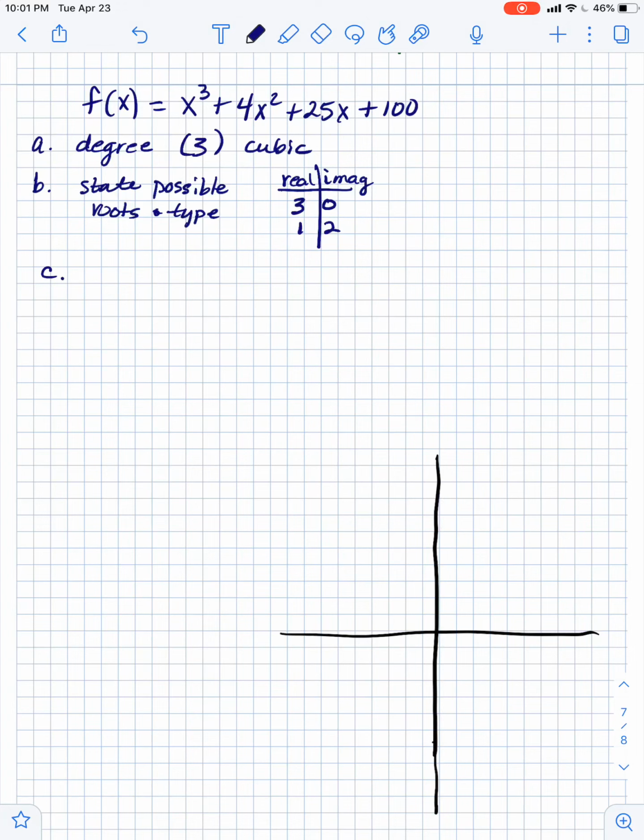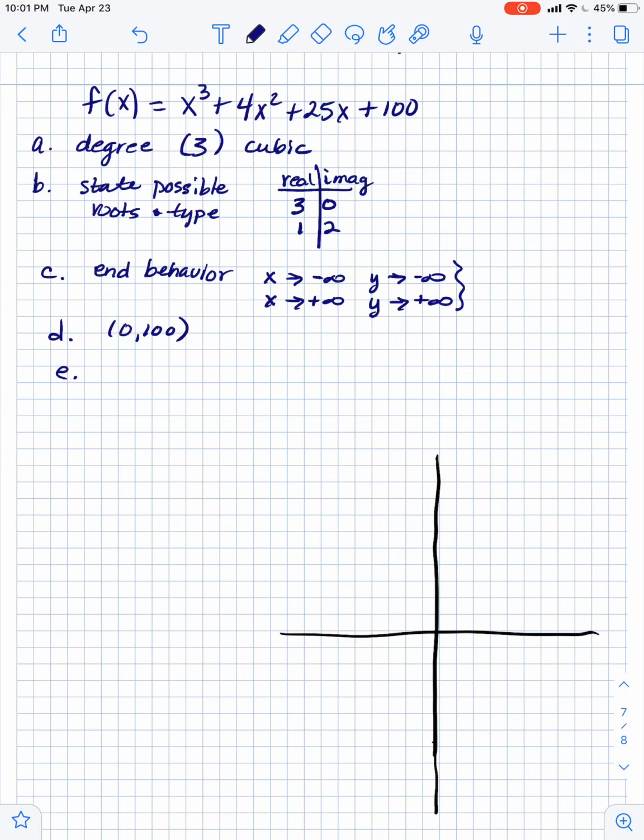C is your end behaviors. Again, since it is a cubic, as x approaches negative infinity, y is going to approach a negative. As x approaches positive infinity, y is going to approach a positive. Again, remember these two are just the opposite. Our next one is our y-intercept. So in this case, x is 0. We're going to get 100, definitely you're not going to want to probably put that on your graph.